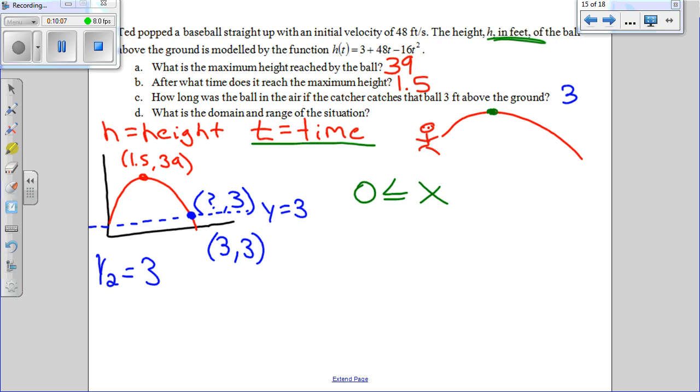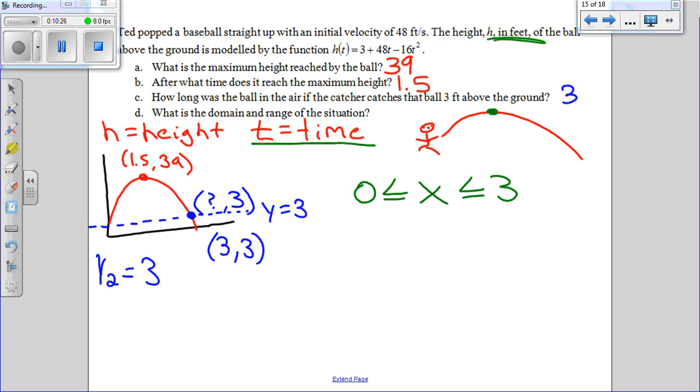How long did it take for the ball to get caught again? 3 seconds. So x has to be less than 3. And that's how we would write the domain. X is greater than 0 seconds, but it's less than 3 seconds. And it could be anywhere in between, including equaling those two values.